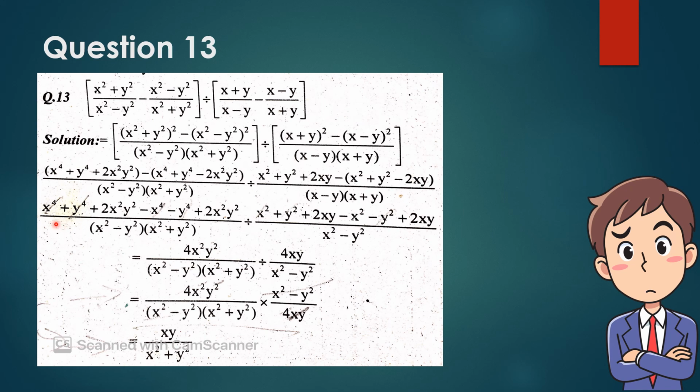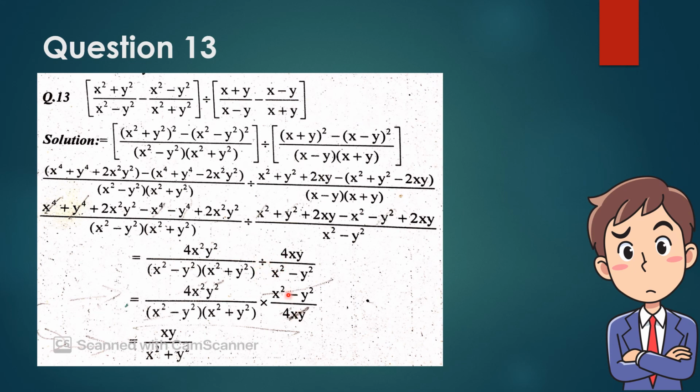x raised to power 4 will be cancelled out with minus x raised to power 4, and y raised to power 4 is cancelled out with minus y raised to power 4. Similarly in the second one we have x square cancelled out with minus x square and y square cancelled out with minus y square. So now you are having 4x square y square. You have added up 2x square y square with 2x square y square, and similarly in the second one you have 4xy. Now we can see that we have a division sign in the middle.